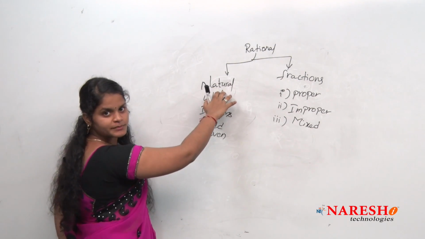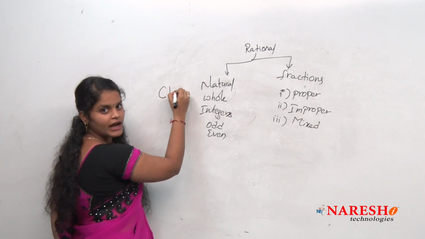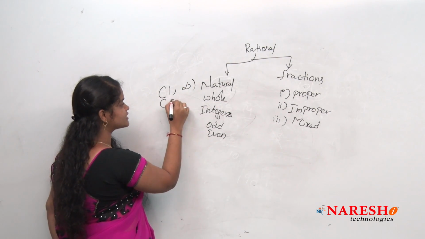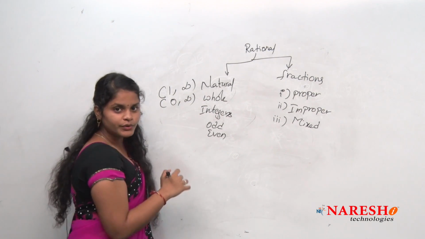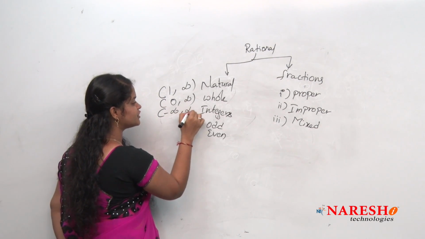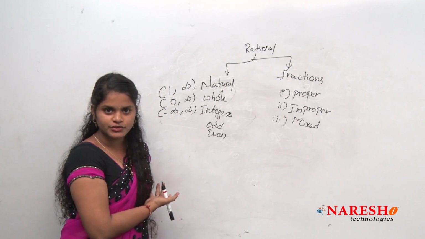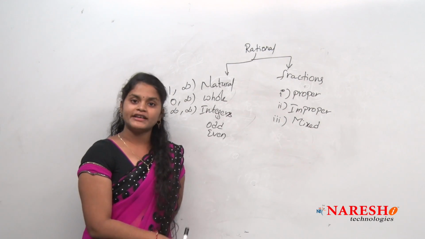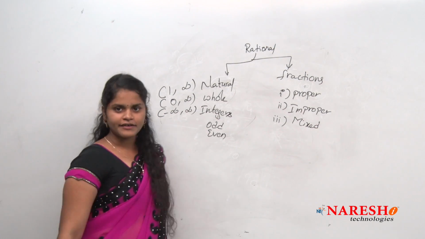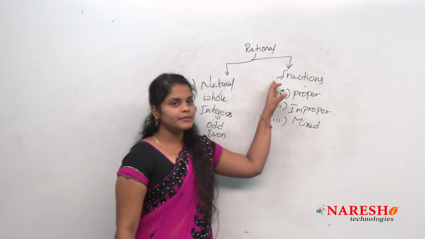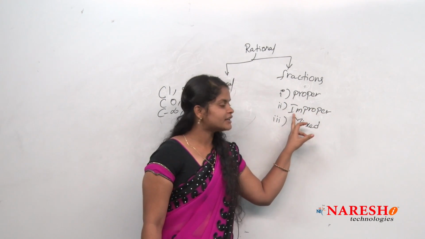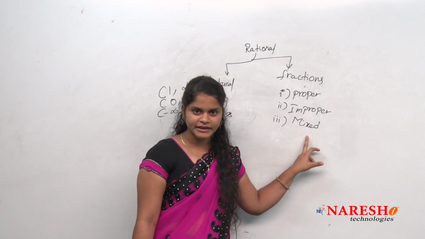Okay, what is a natural number? It will start from 1 and it will end up to infinity. But what is a whole number? It will start from 0 and it will end up to infinity. Okay, and what is an integer? It will be minus infinity to infinity, means all the negative numbers like -2, -1, -4, this all will be included in integers. Okay, and odd, even, everything will come here. Okay, and coming to fractions, there are 3 types. Okay, first one is proper fraction, second one improper, and the last one mixed fraction.